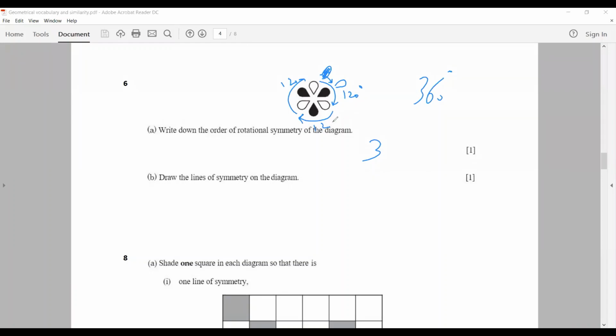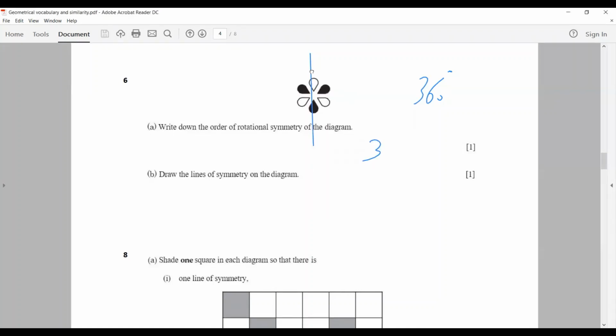And I gave you the degree already. Now write down the lines of symmetry on the diagram. Okay, it should be more than 1 for sure. This is 1 passing through the center. Let me move that slightly. Okay, this is 1. And if you fold it, this side is basically mirrored with this side.